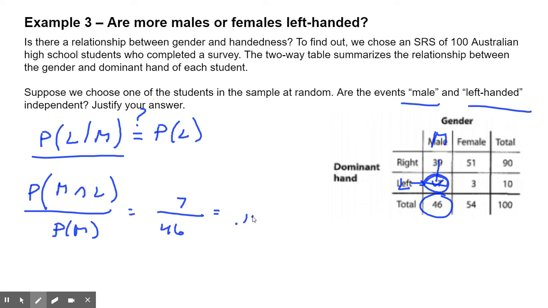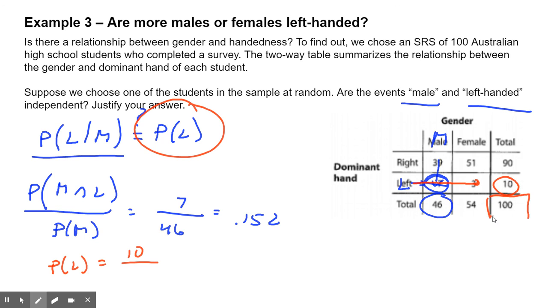Okay, and I will divide this because I need to know what it is. 0.152. And now I'm going to find just the probability of being left-handed. This is old school. This is not conditional. We need to look at all the left-handed people, 10, out of the total. And now we do use the 100. And 10 divided by 100 is 0.1.